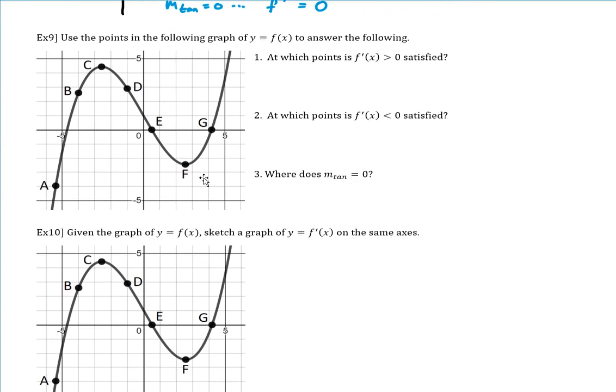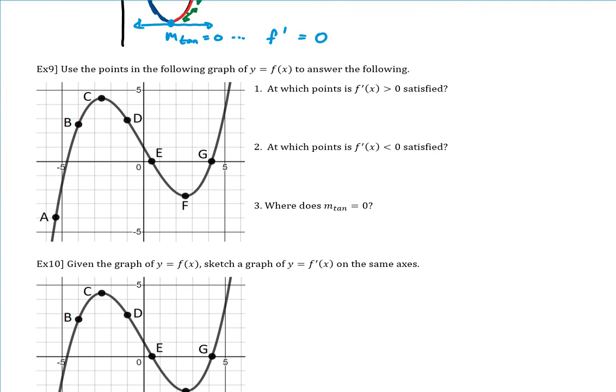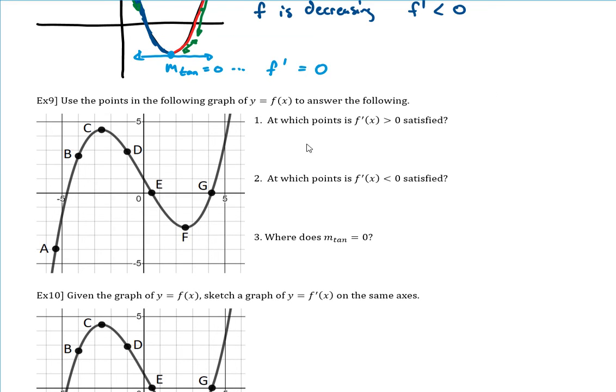Okay, so anyway, let's take this information and break it down into two. The graphs are the same, but let's break them down and see what they want. Let's use the points in the following graph of y equals f of x to answer the following. In number 1, at which points is f prime of x greater than 0?